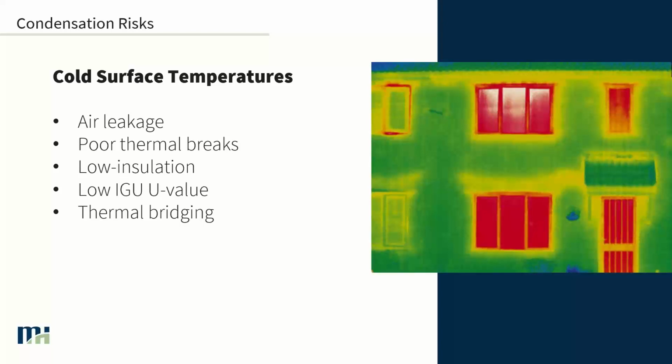Or for windows, it may be simply the IGU itself. It may not have a great U-value in comparison to the exterior temperature. So that can also create those cold condensing surfaces.